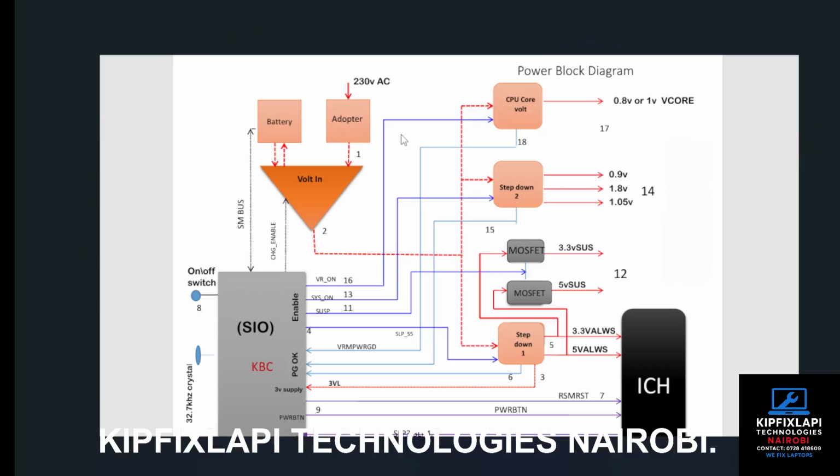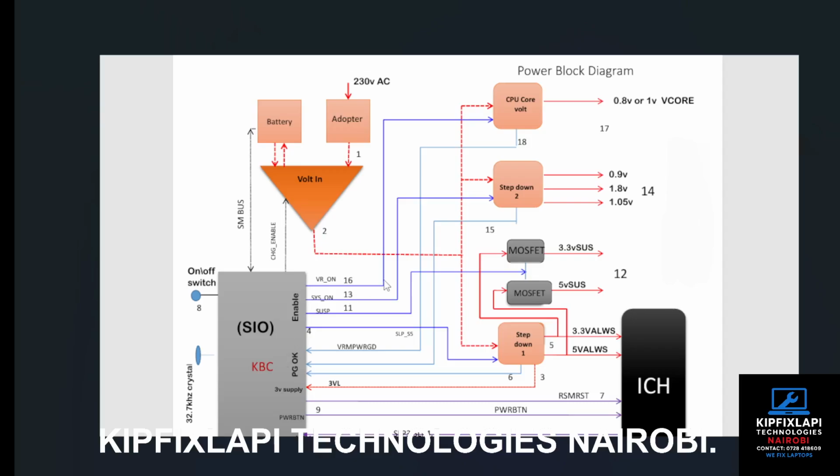The blue arrows show the signal coming from the SIO. You can see you have very thick blue signal lines coming from the SIO, then you have a light blue signal line going towards the SIO. So these are the signals. This SIO is responsible for sending out the signal or controlling the power flow within the motherboard.